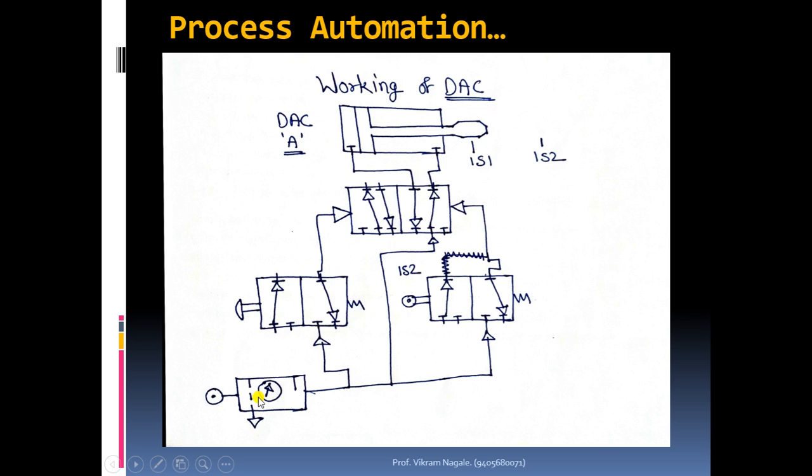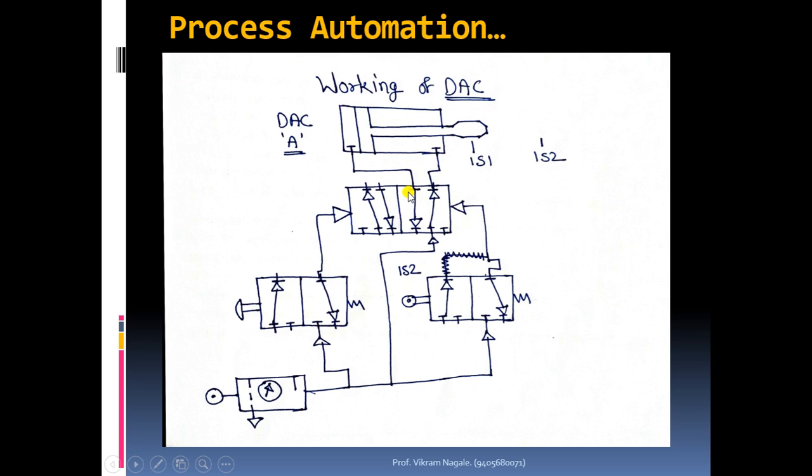Here we can see there is an air service unit, and from the air service unit the air supply is given to this 3 by 2 valve having a push button, and this limit switch 1s2, which is a 3 by 2 valve with roller lever. Input is also given to this 5 by 2 valve, double sided air operated. This is the first position of the rod end, 1s1, and this is the second position of the rod end, 1s2. In that case, the piston will be on the left hand side and right hand side respectively.